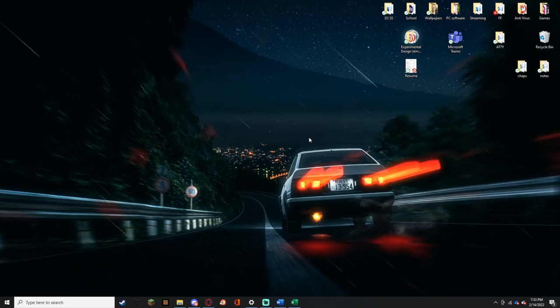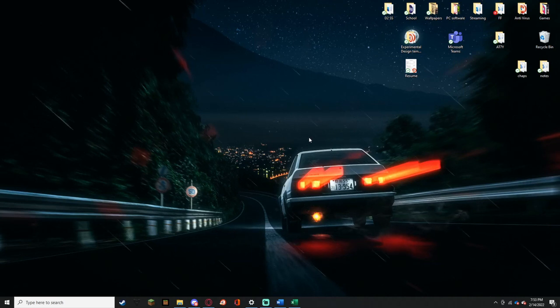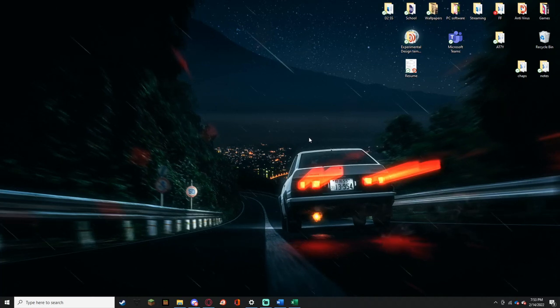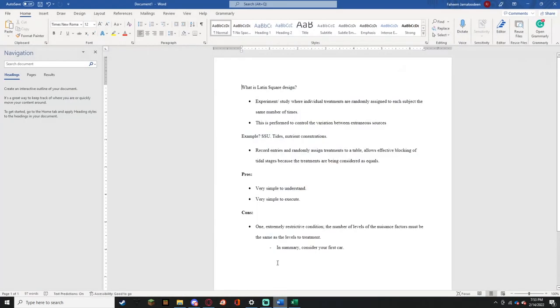Today, we are going to be taking a brief overview of a Latin squared randomized blocking design that we learn in experimental practices. Now, I'm going to be bringing up my Word document here so we can look at the brief overview that I managed to type up. First, what is a Latin square design?